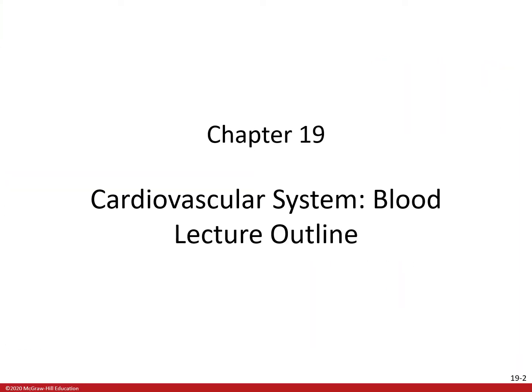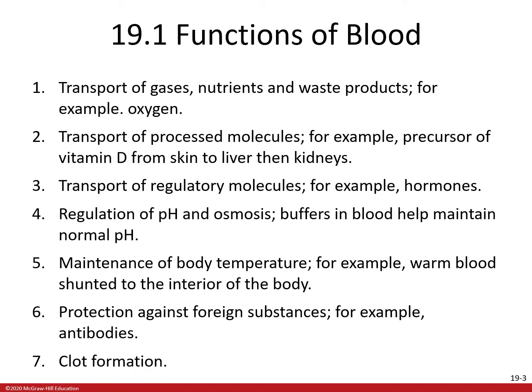This is chapter 19. We are going to discuss the first part of the cardiovascular system, which is going to be blood. First and foremost, we are always going to start with the function of whatever it is that we are talking about, and today that is going to be the function of blood. There are 7 primary functions to blood.